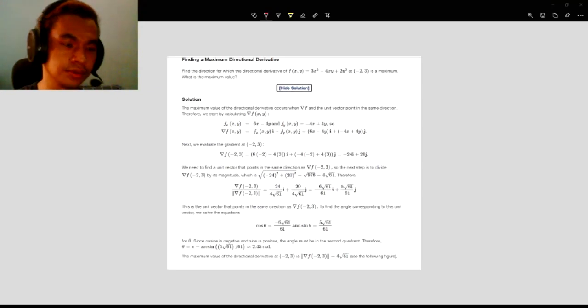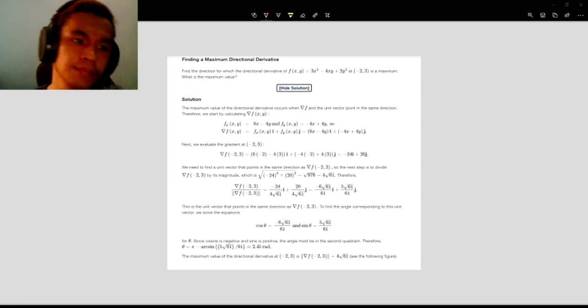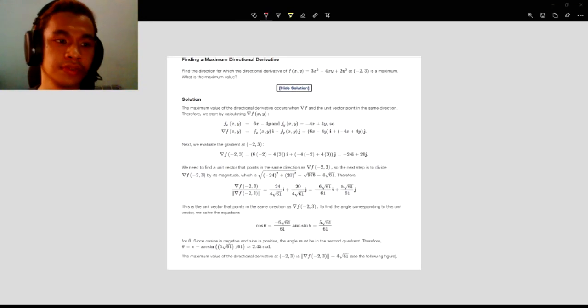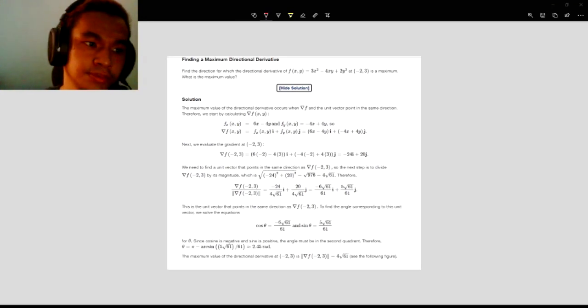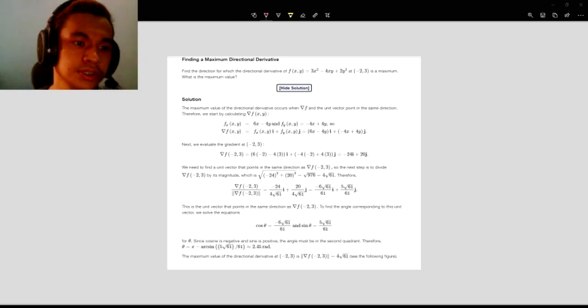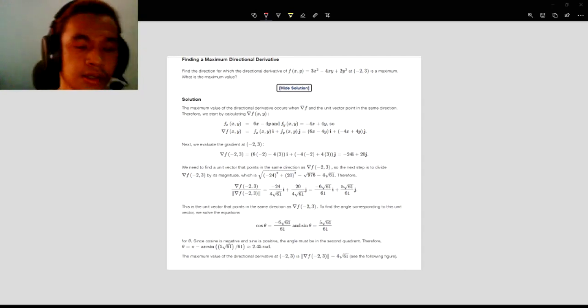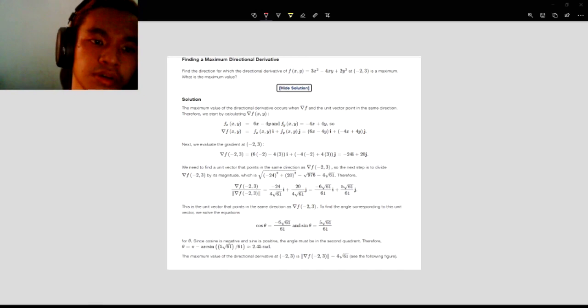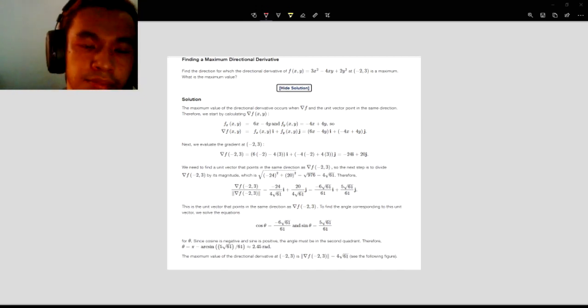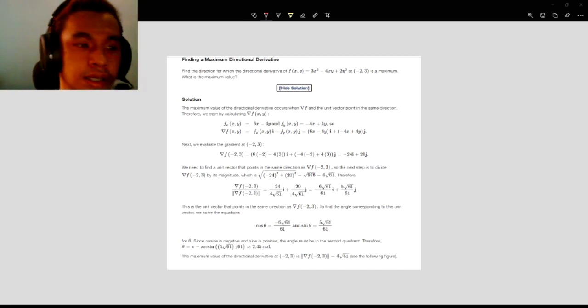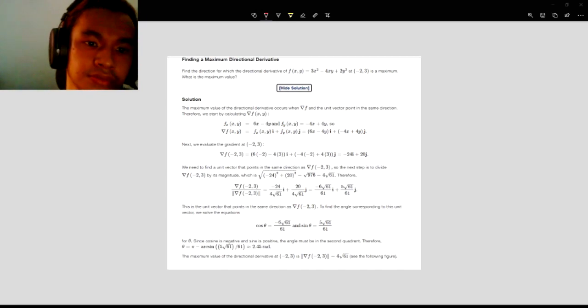Okay, I'm going to explain how to find the maximum directional derivative. We have one example here. Find the direction for which the directional derivative of f(x, y) equals 3x squared minus 4xy plus 2y squared at (-2, 3) is a maximum. What is the maximum value?